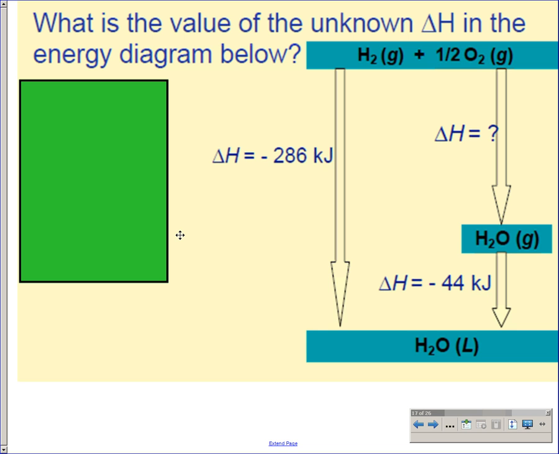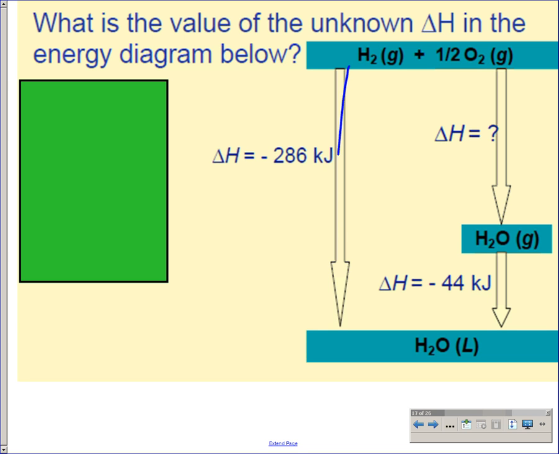Okay. What's the value of the unknown delta H, the enthalpy, of the energy diagram? Can you see this? Here's the liquid form. Here's the gaseous water. You can think of these as reactants. This is the products with the difference. This is just a new type of enthalpy diagram. Delta H is 242, right? So you're pretty much just looking at the difference between this delta H and here.